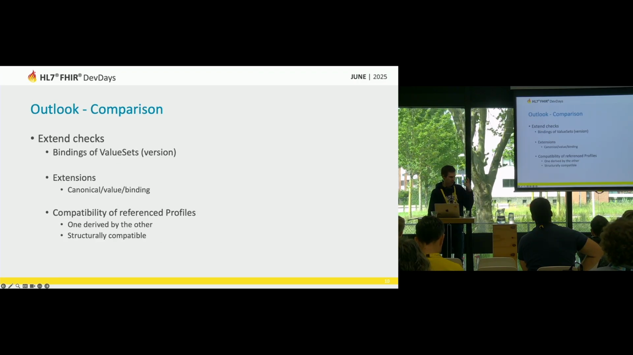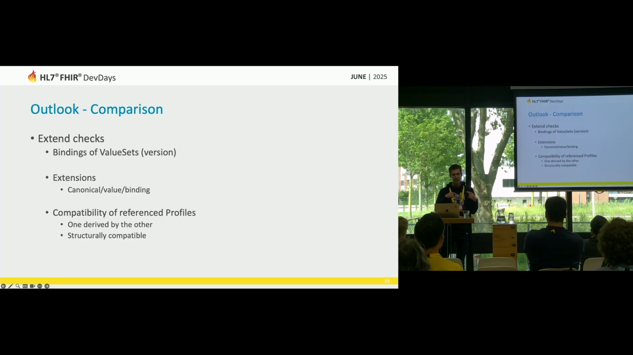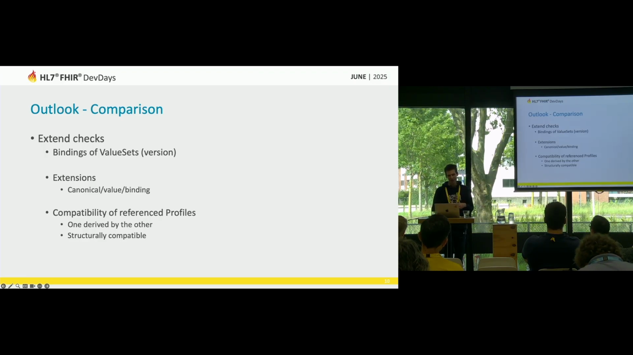Yeah, so this is the current state, and we are currently also planning to extend the checks for the comparison. So, to handle the binding strength and the binding of the value sets. For the value sets: is it the same value set, or is it content-wise compatible to each other? This would be a very fast step, but it is on the roadmap.